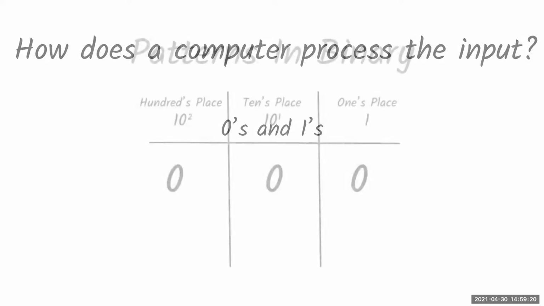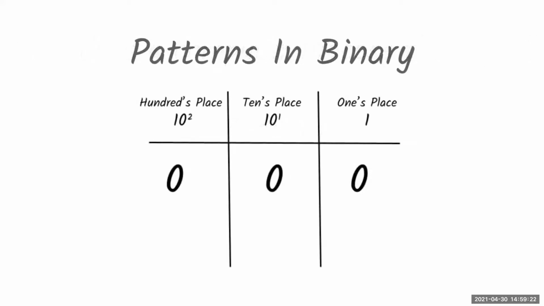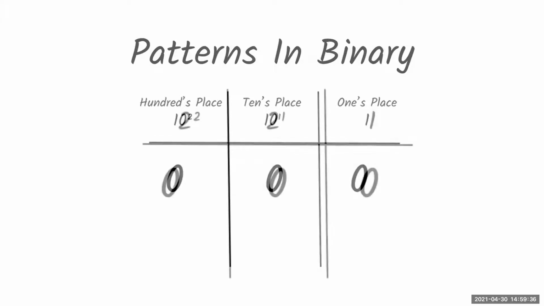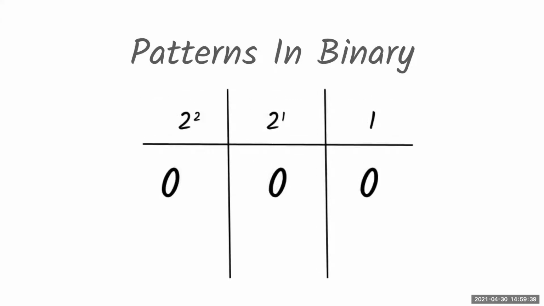Well, first, let's look at patterns in binary. Let's look at our number system. We have a ones place, a tens place, and a hundreds place. We could represent this as 1, then 10 to the power of 1, and 10 to the power of 2. But in binary, it's a little bit different. Instead, we have 1, then 2 to the power of 1, and 2 to the power of 2. This is binary, so it's a little bit different than our number system.